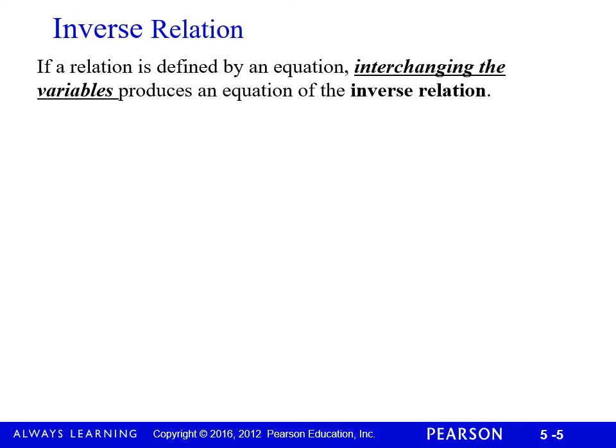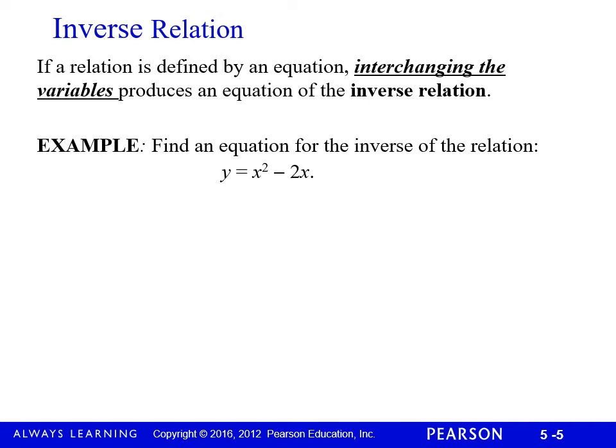If a relation is defined by an equation, interchanging the variables produces an equation of the inverse relationship. So if we have points, we just switch the x and y values in the points. If we have an equation, we're going to do the same thing, but we're going to switch the variables, the x and the y, for each other. For example, find an equation for the inverse of the relation y equals x squared minus 2x.